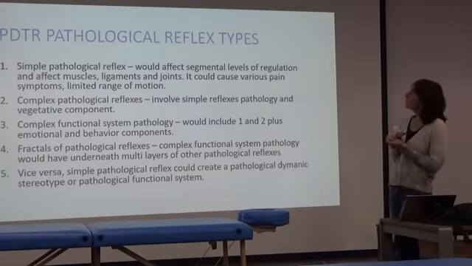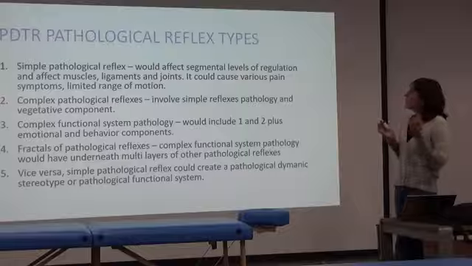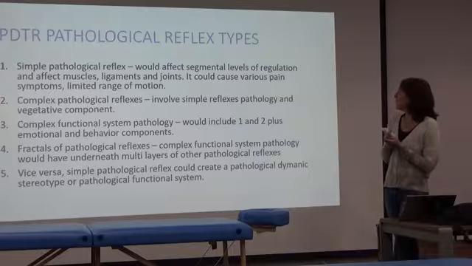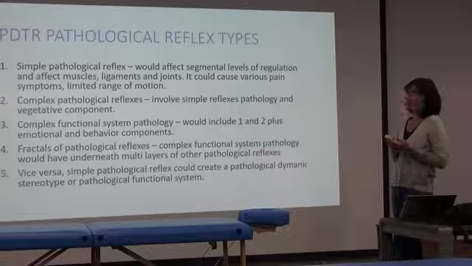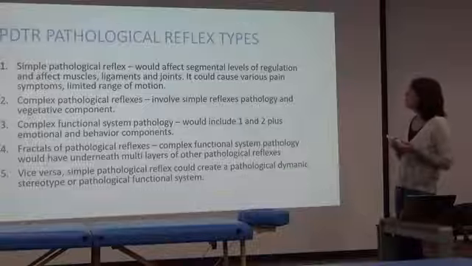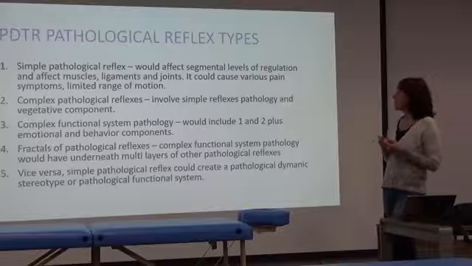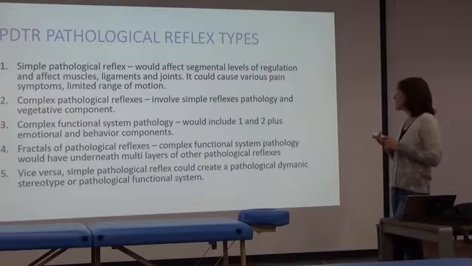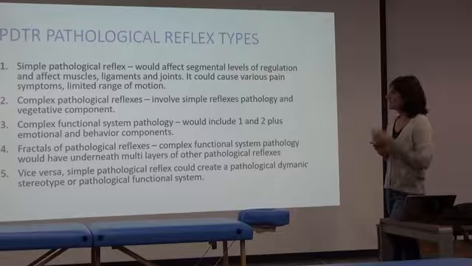Again, PDTR altered reflexes. A simple altered reflex would affect just the segmental level of regulation and affect muscles which are regulated by these segments, ligaments, or joint. It could cause various pain symptoms, limited range of motion. Complex altered reflexes would involve simple reflexes, pathology, and a vegetative component as well. More complex, we're going to have change of emotions, change in behavior, visceral problems, again, the whole mixture of different reflex activities.